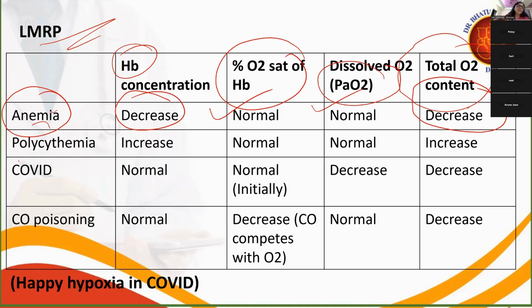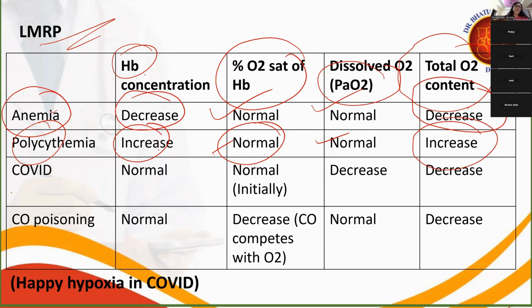What happens in polycythemia? Just the reverse. Hemoglobin concentration is high. So total oxygen delivery to the tissues is high. But all the hemoglobin present is saturated, so the saturation is normal. The dissolved oxygen content also remains normal. So the PaO2 is normal.